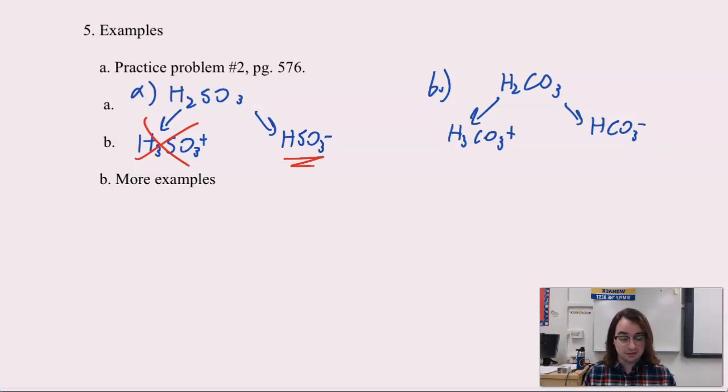Same thing with H2CO3. It wouldn't make sense for us to accept a proton because it says that we're an acid and we are becoming a conjugate base, so then this goes away. And this is the thing that we're looking for.